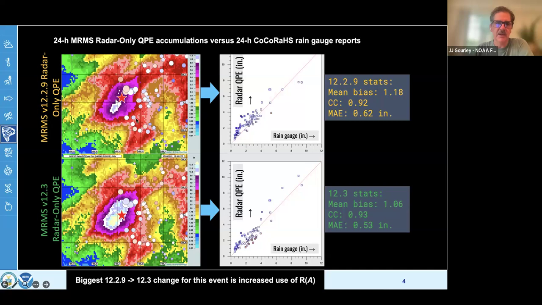And then the shading of the color on the circle indicates the bias. So if it's getting redder, like you can see right here, this indicates it's a little bit drier. MRMS is underestimating here. The blue ones mean MRMS is overestimating, and the really small amounts here. And then we have two different versions of MRMS.